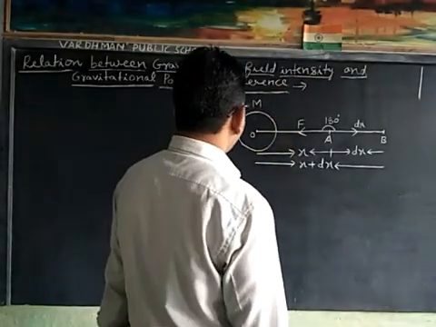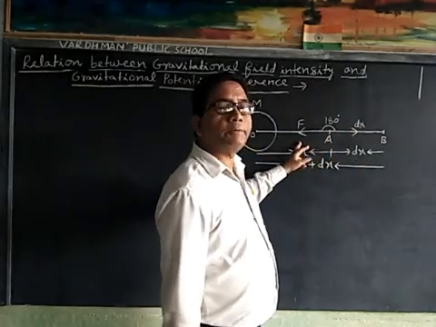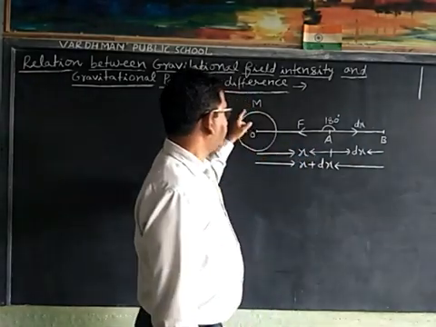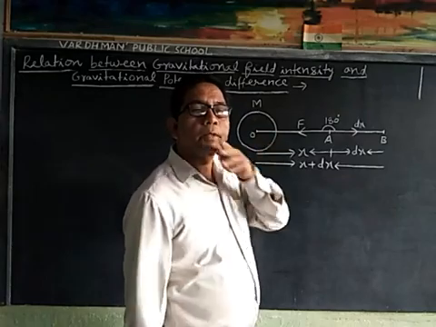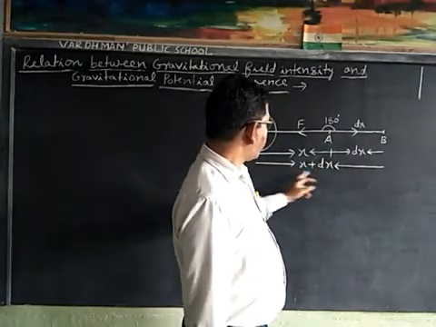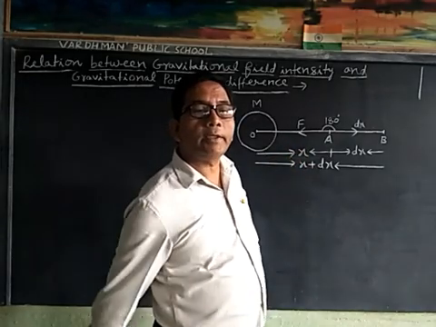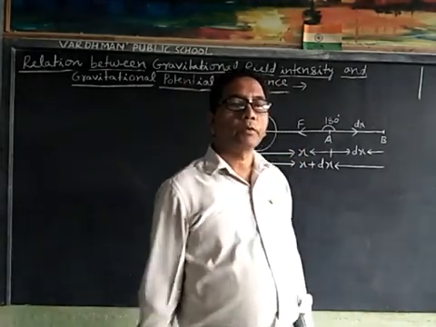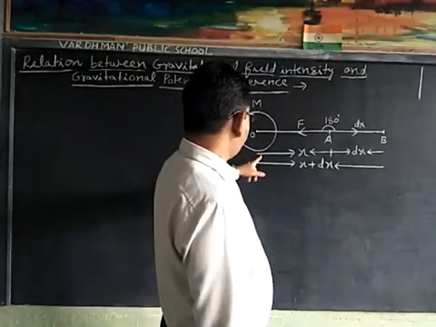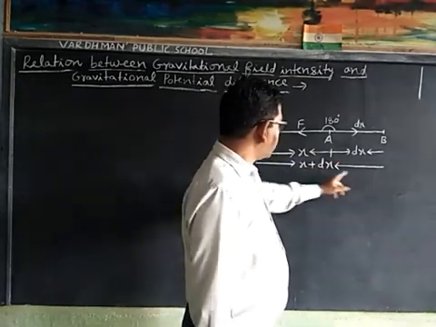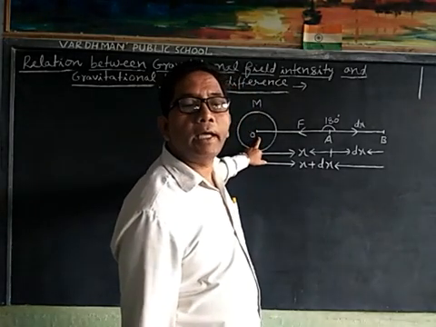Now consider two points A and B in the gravitational field of a body of mass capital M. Let x and x plus dx be the distances of points A and B from the center of the body of mass capital M.